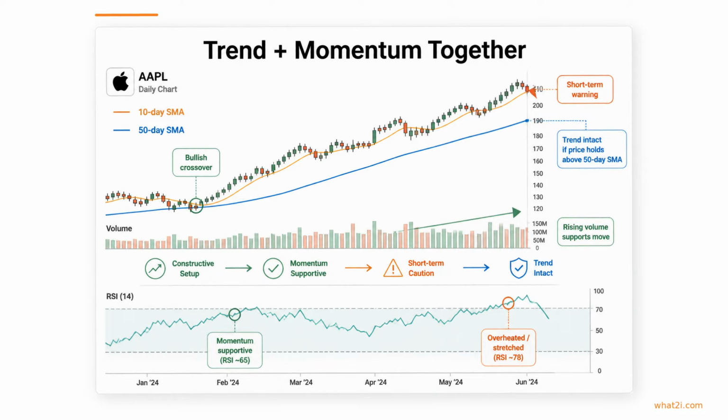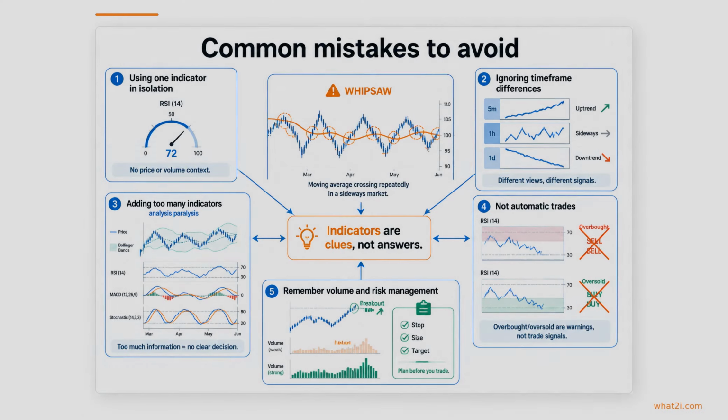Later, if RSI climbs to 78, that does not erase the uptrend, but it does warn that the move may be overheating in the short run. As long as price continues holding above the 50-day SMA, the broader trend can still remain intact even while momentum looks stretched.